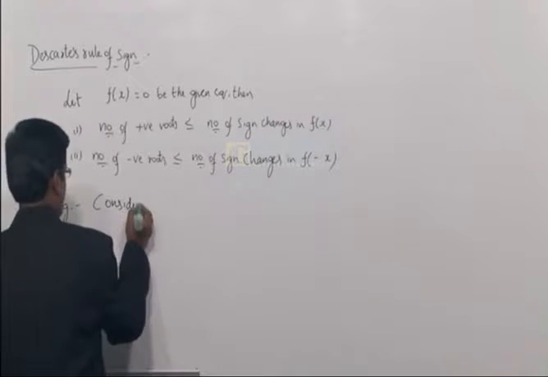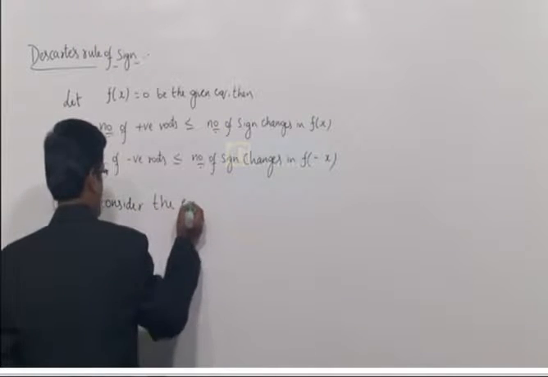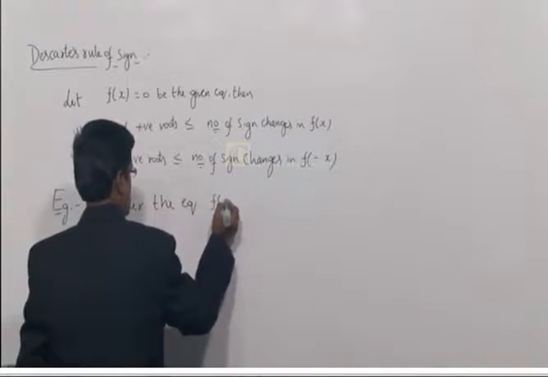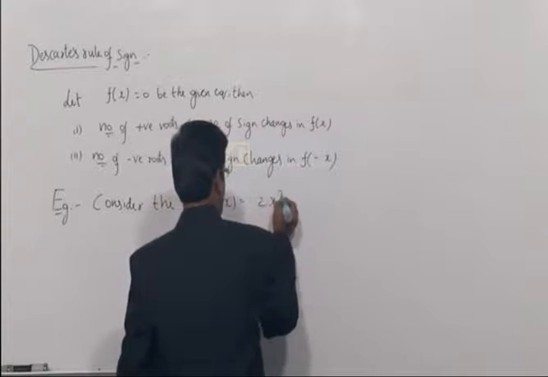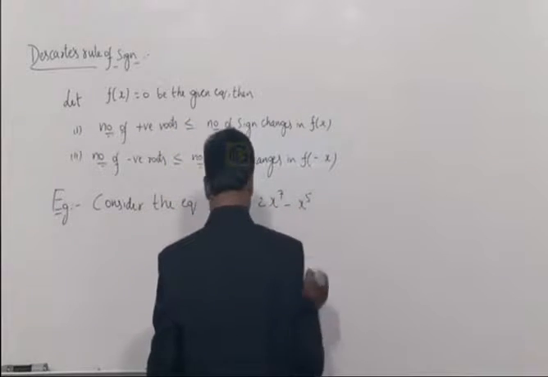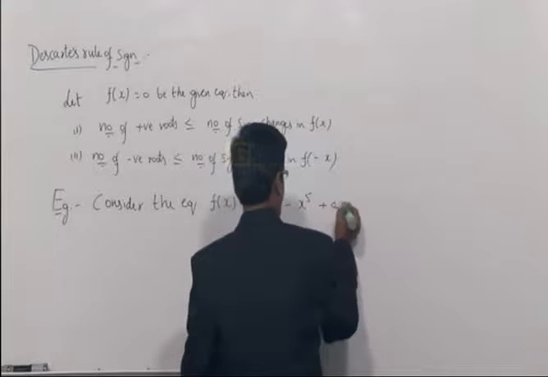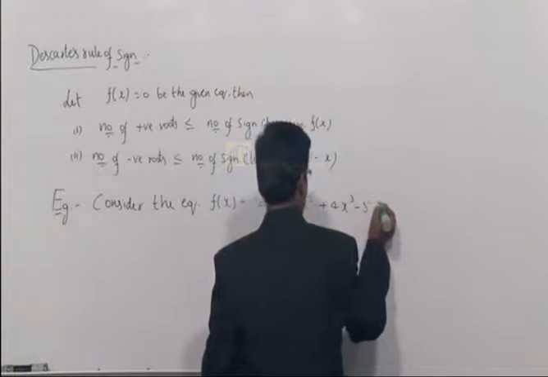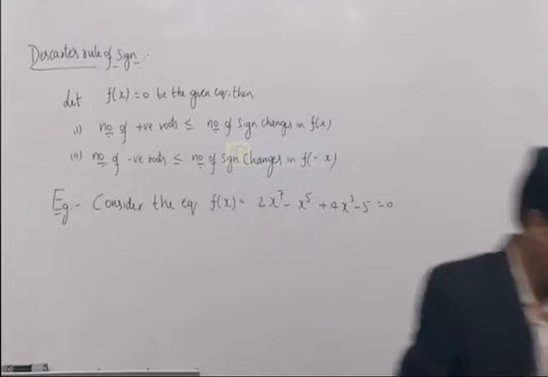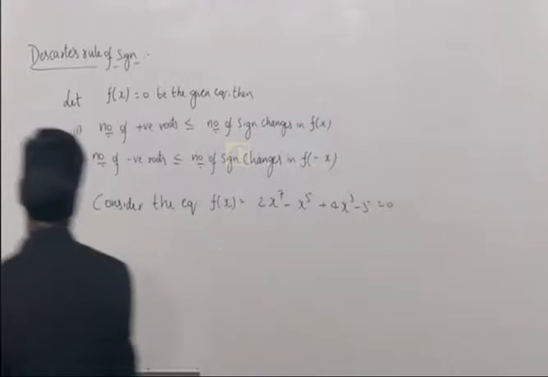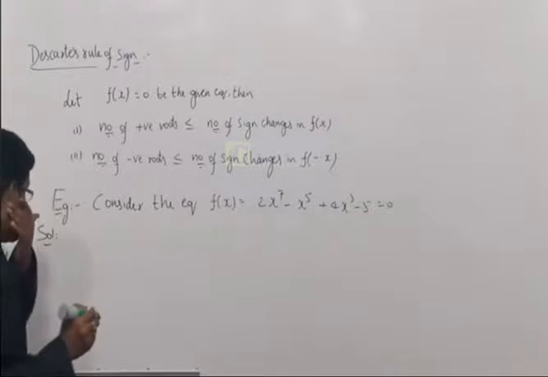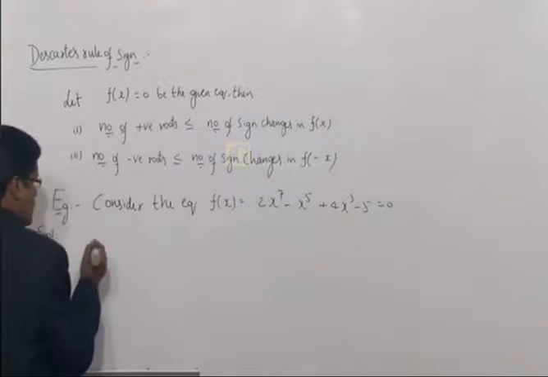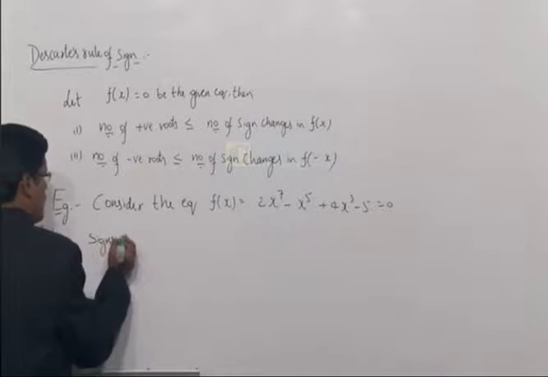Consider the equation f(x) = 2x^7 - x^5 + 4x^3 - 5 = 0. So using Descartes' rule, I am explaining. First step is signs of f(x).